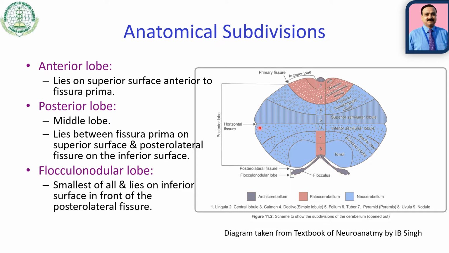That's why it is also called the middle lobe. Now coming to the flocculonodular lobe, this is the smallest of all three and lies on the inferior surface in front of the posterolateral fissure. So you can see this is the posterolateral fissure and this is the flocculonodular lobe.